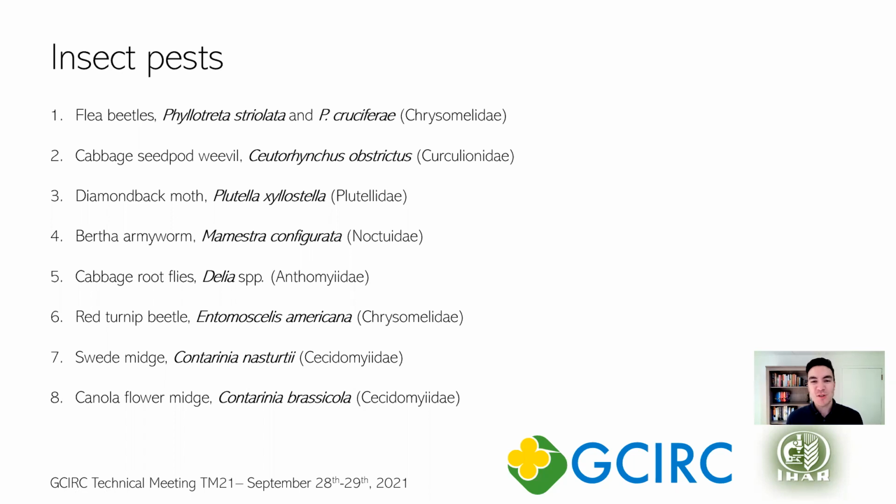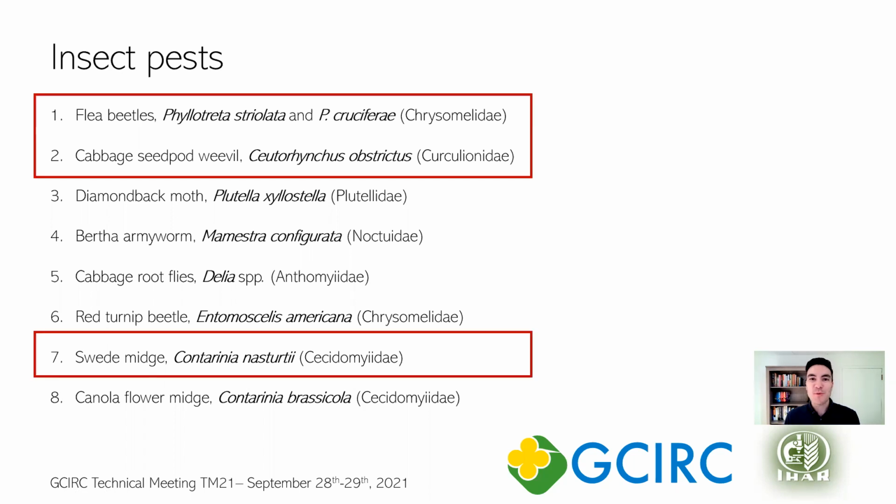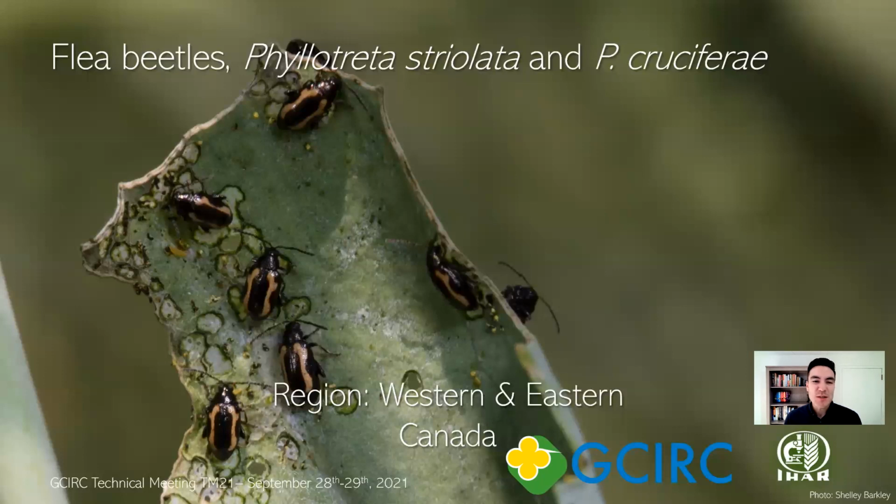Of course, given the short time period we have today, I'm just going to focus on three, and there are different regional aspects to all three of these. So we have flea beetles, two species which we treat as a complex, with cabbage seedpod weevil as well as swede midge. So flea beetles, these are two species, Phyllotreta striolata and Phyllotreta cruciferae, also known as the striped and crucifer flea beetle. These occur across all of our canola growing regions here in Canada.